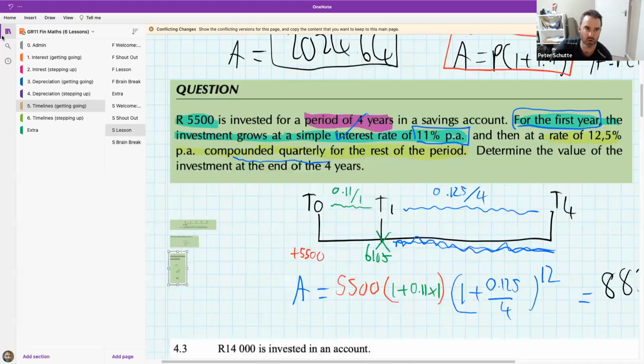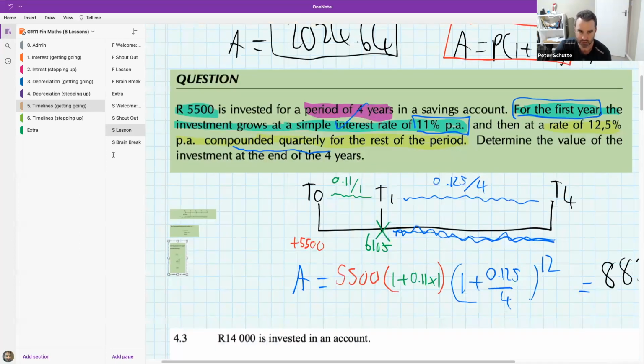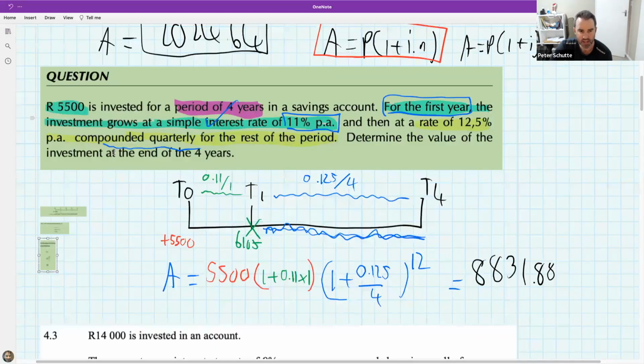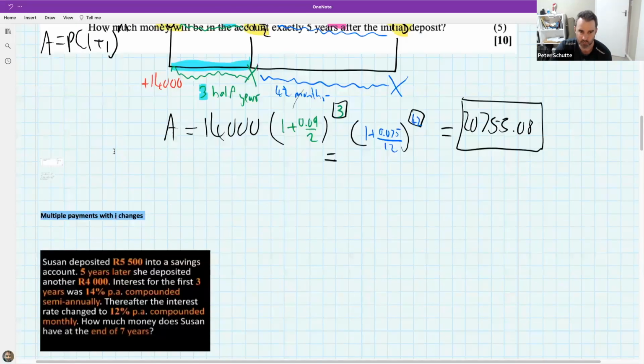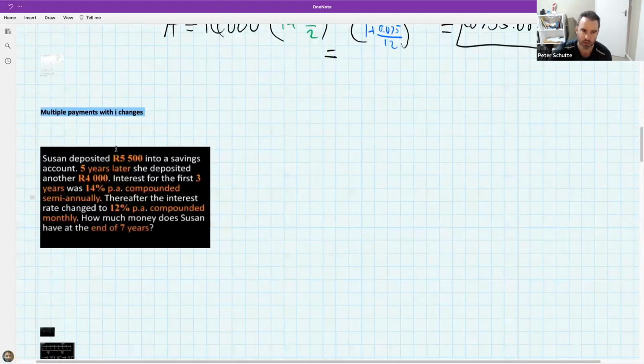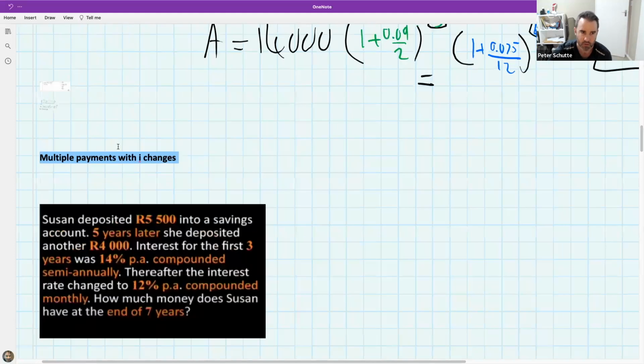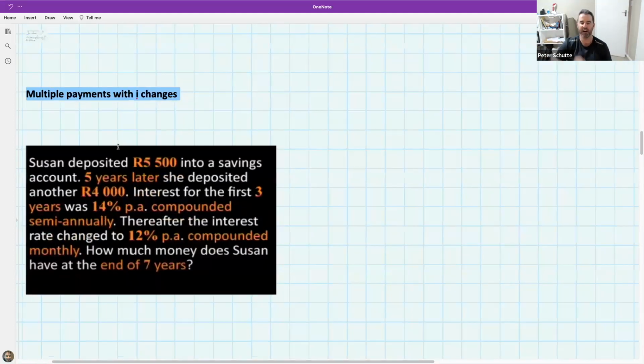And let's finish off with a strong second half around timelines. So what else can we do to make things a little more exciting? Well, let's have a look at this question. So it says, Susan deposited 5,500 into a savings account. 5 years later, she deposited another 4,000. Interest for the first 3 years was 14% per annum compounded semi-annually. Thereafter, it changed to monthly. How much money does Susan have at the end of 7 years?